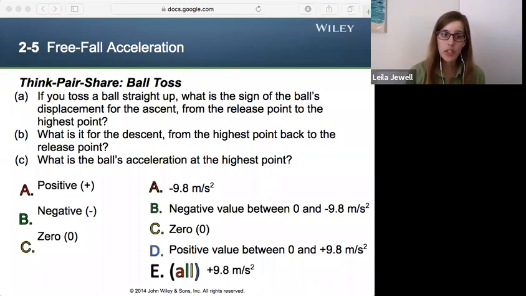So if you toss a ball straight up, or a marker, whatever you might have, what is the sign of the ball's displacement for the ascent from the release point to the highest point? What is the sign for the descent from the highest point back to the release point? What is the ball's acceleration at the highest point? So these are the questions that I want you to consider.